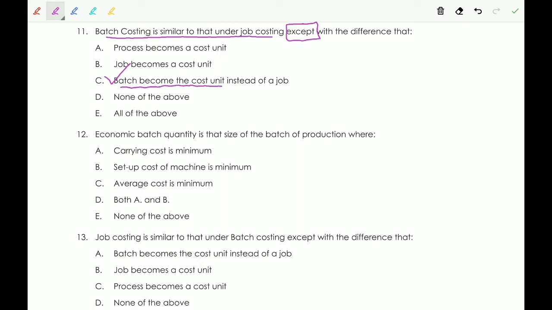Next one, economic batch quantity is that size of the batch of production where option A carrying cost is minimum, B setup cost of machine is minimum, C average cost is minimum, D both A and B. So in economic batch quantity, both carrying cost is minimum and setup cost of machine is minimum.